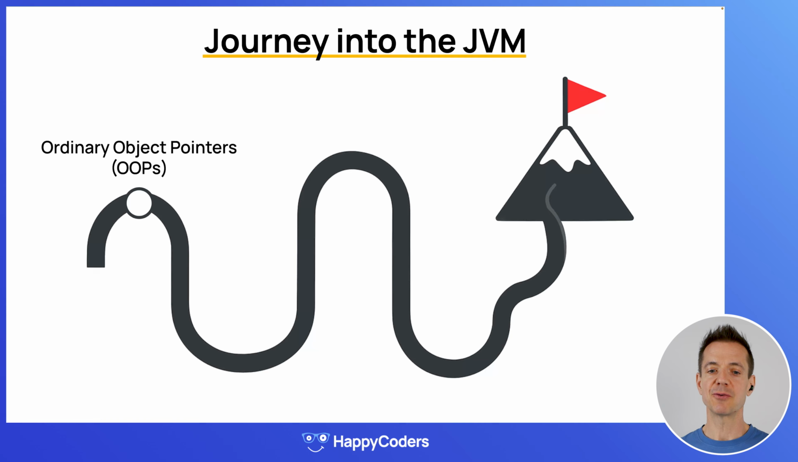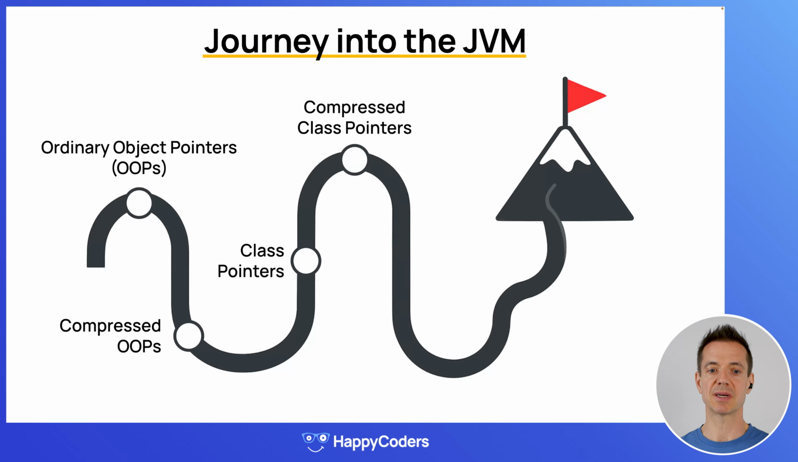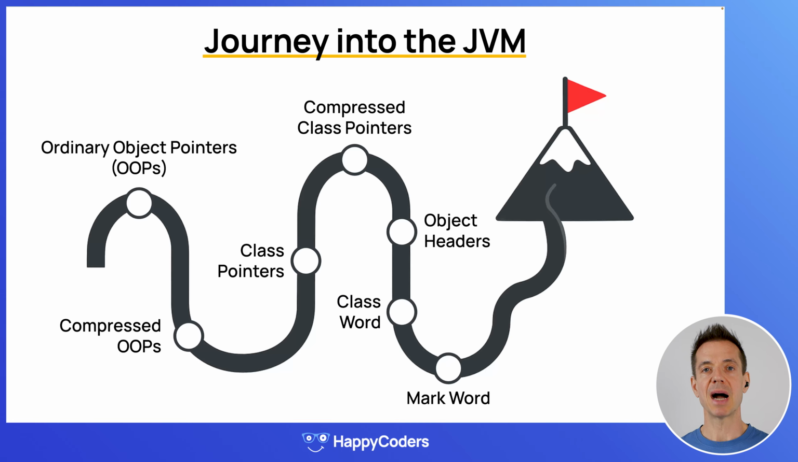Along the way, we'll first encounter regular object pointers, the so-called ordinary object pointers, or OOPs. We'll see how these are compressed into the so-called compressed OOPs. Then we'll travel past class pointers and on to compressed class pointers. And then we arrive at the object headers. There we will take a very close look at the class word and the mark word.